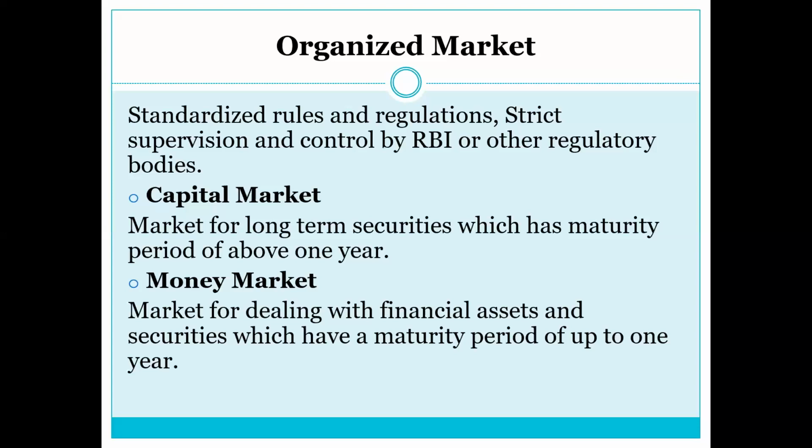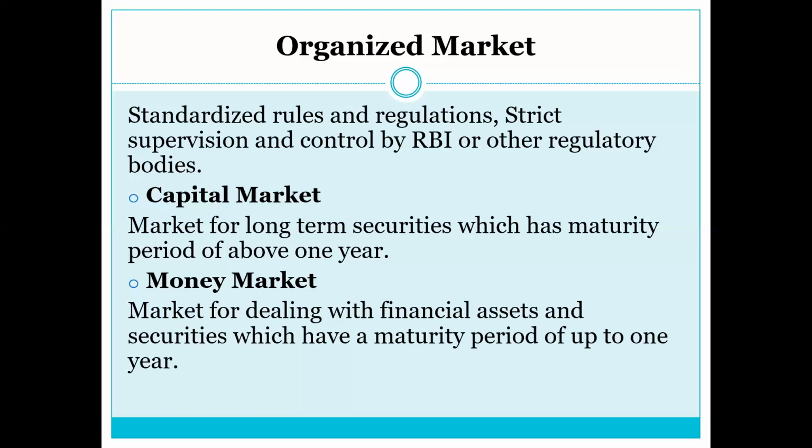Then comes the money market. What is the money market? It's the opposite of the capital market. Money market is the market for short-term securities. These securities have a maturity period of 12 months or 1 year. That is, if you are purchasing a security and intending to sell it before the end of the year, then it will be considered as coming under the money market. So the market for dealing with financial assets and securities which have a maturity period of up to 1 year is known as money market.